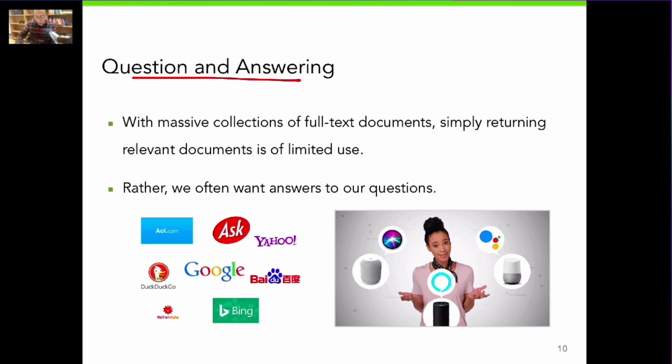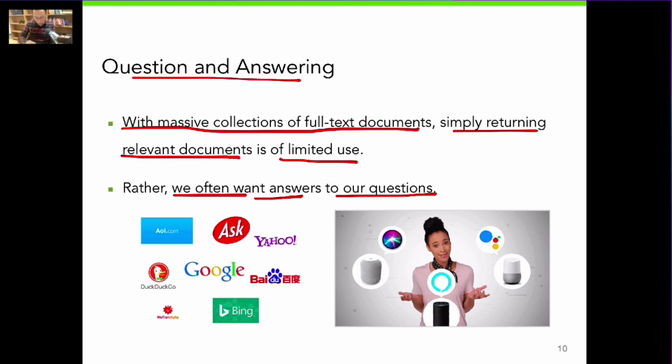So now we are interested in the QA with the massive collections of full text documents, and simply returning relevant documents is of limited use. Rather, we often want answers to our questions. So QA is one of the very important tasks, and this is one of the very important applications for the knowledge graph.